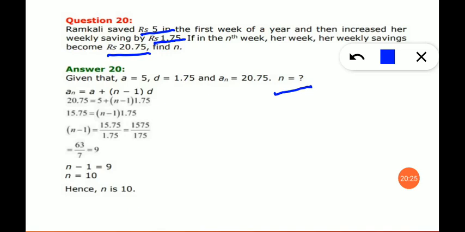Now it is very simple. We have already solved such kind of questions. We will take AN is equal to A plus N minus 1 times D. We will substitute all the values, and after substitution we will get N is equal to 10. And hence in the 10th week her weekly saving becomes ₹20.75.